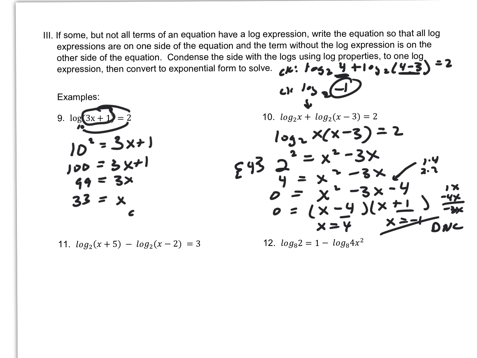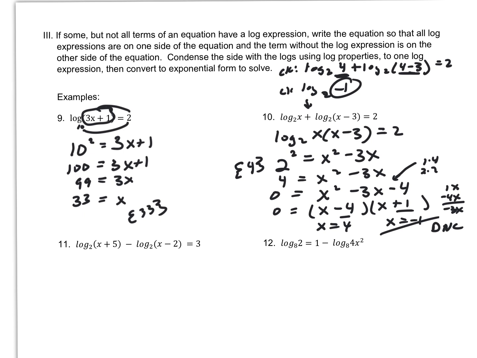Over here, my 33 checked, and my 4 did not. And my 4 did, but my negative 1 does not. So you always have to be careful. Sometimes both of them will check, sometimes neither, sometimes one. If nothing checks, it's no solution.